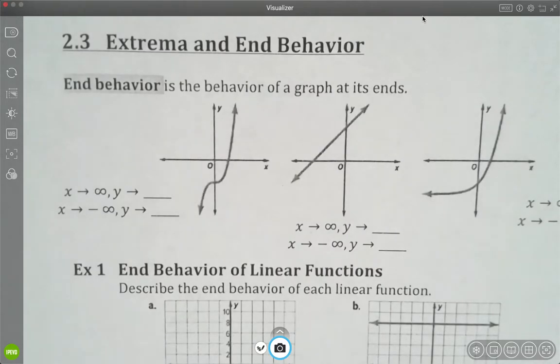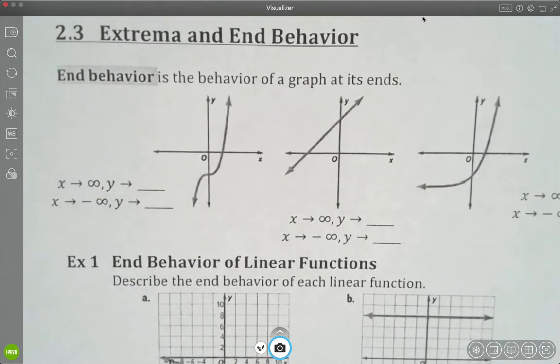Okay, so section 2-3, extreme end behavior. I love teaching this section. It is hard to understand to start with, and then after you've got it, you're like, yes, I can do this, okay? So when we're talking about end behavior, we're talking about as your function goes to the right, what are the y coordinates doing? As your function goes to the left, what are the y coordinates doing, okay?